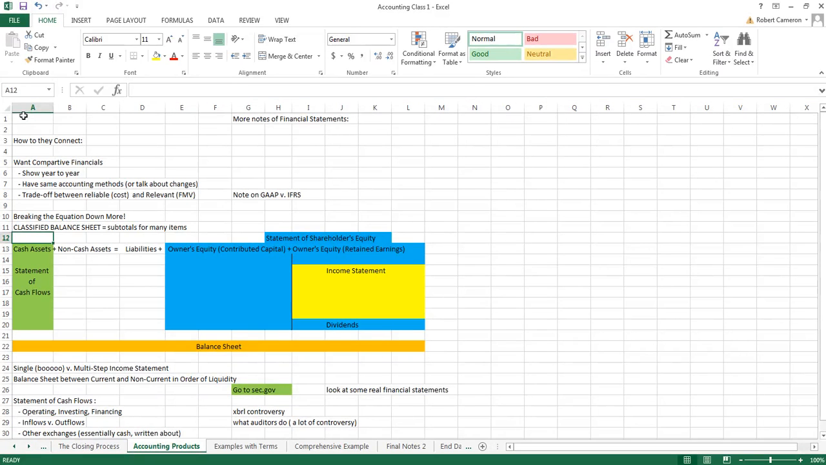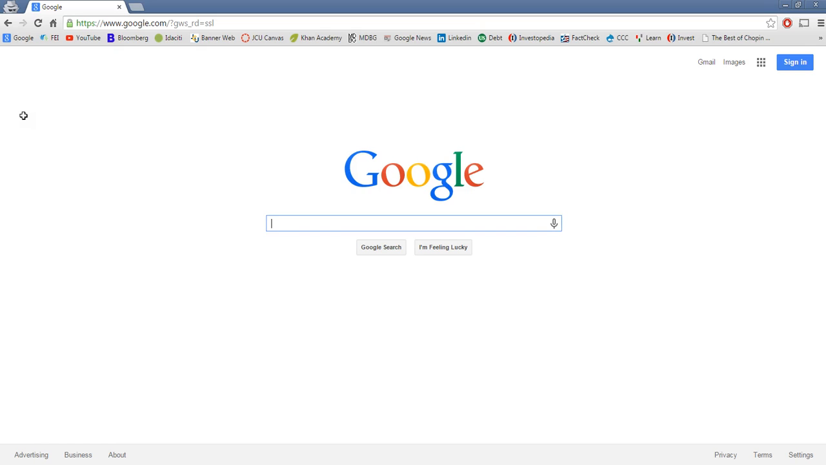And actually, I'm going to take you to a real-life balance sheet. So instead of showing you some sort of simple, watered-down version, which we'll get into later, I sort of want to show you just a real-life example.